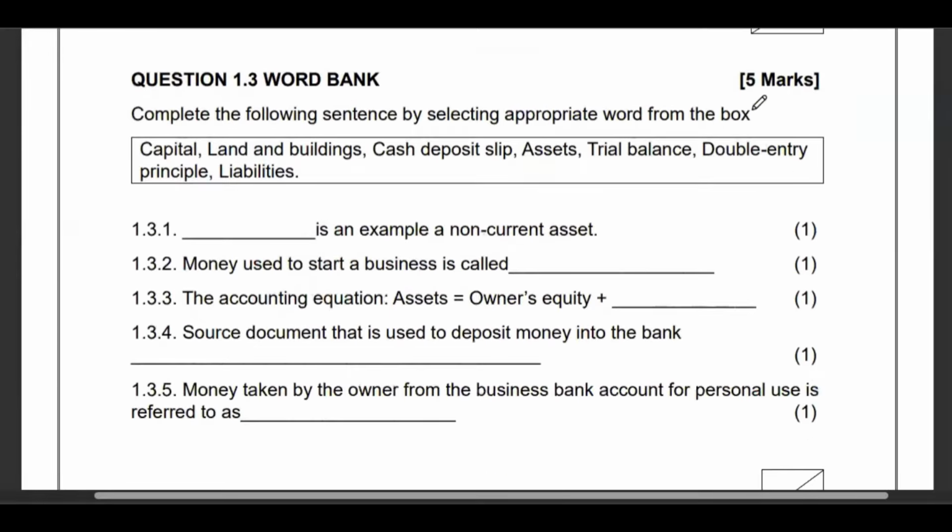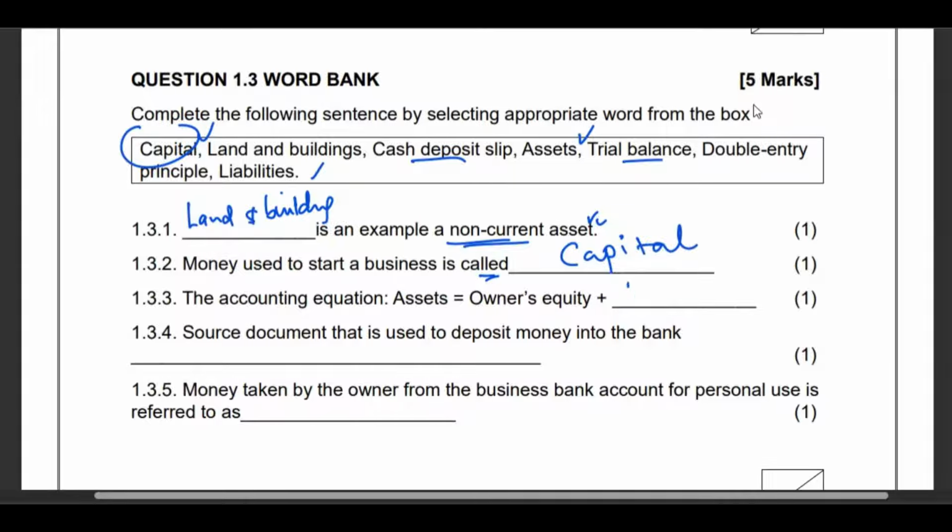Then 1.3 with the word bank, they gave us capital, land and buildings, cash deposit slip, assets, trial balance, double entry principle, and then we also have the liabilities, okay? So dash is an example of a non-current asset. So with non-current, it has to be buildings and land, okay? So land and buildings, so non-current. And then 1.3.2, money that is used to start a business is known as the capital. You need capital to start a business. And then the accounting equation, assets is equal to owner's equity plus, this must be liabilities, right?